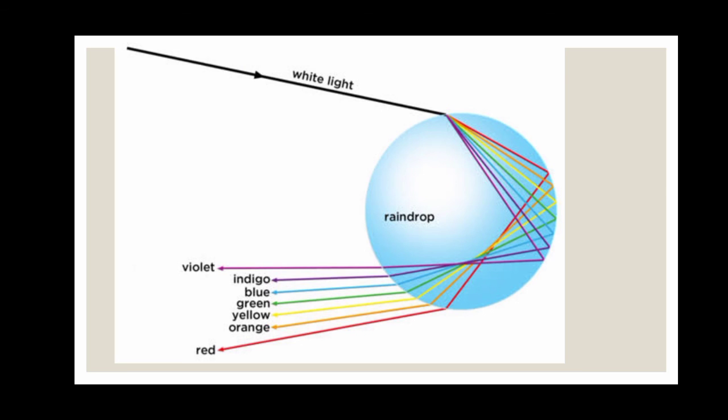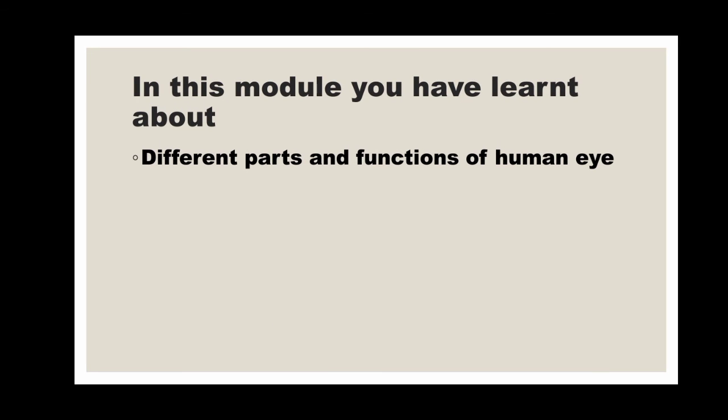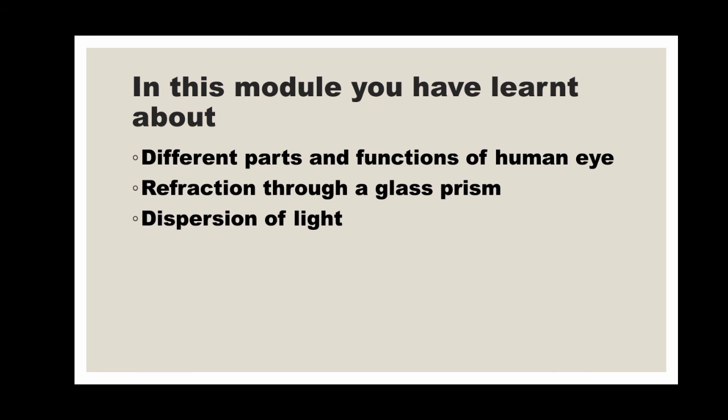A rainbow is produced by the dispersion of white light by raindrops in the atmosphere. The formation of seven colored rainbow in the sky shows that white light consists of a mixture of seven colored lights. So in this module you have learned about different parts and functions of human eye, refraction through a glass prism and dispersion of light.